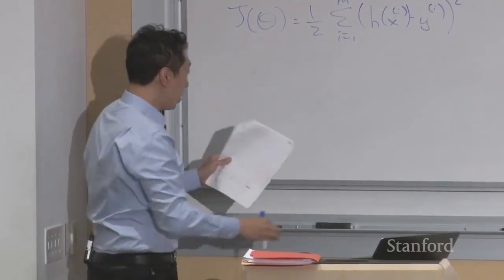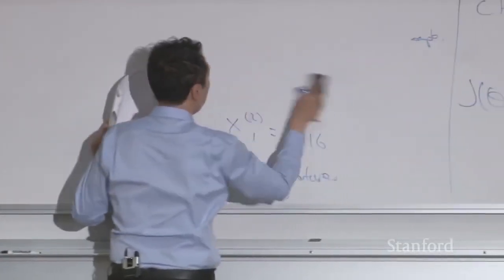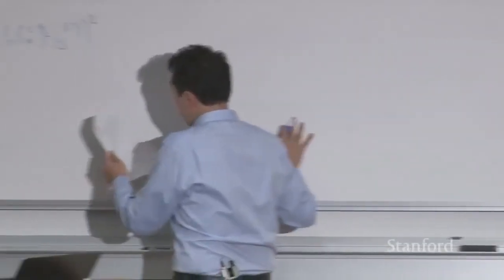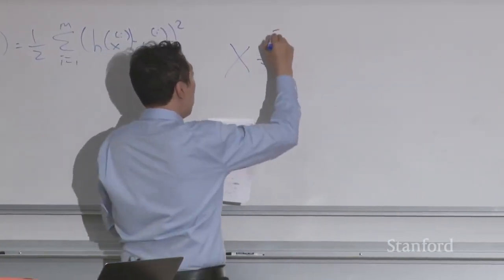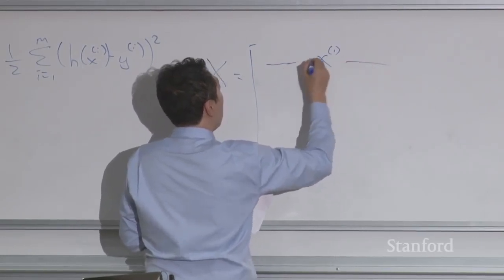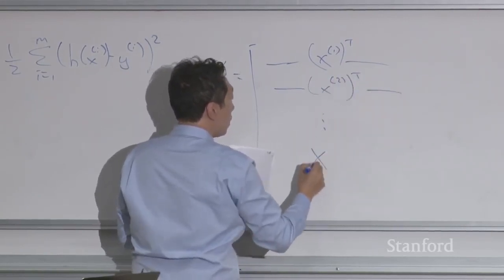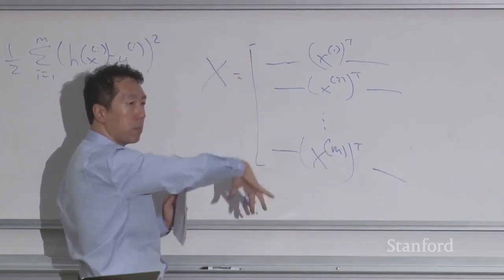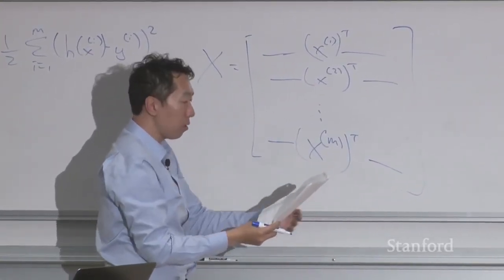And it turns out that if you define a matrix capital X as follows, I'm going to take the training examples we have and stack them up in rows. So we have m training examples. The x's were column vectors, so I'm taking the transpose to stack up the training examples in rows here. We're going to call capital X the design matrix.